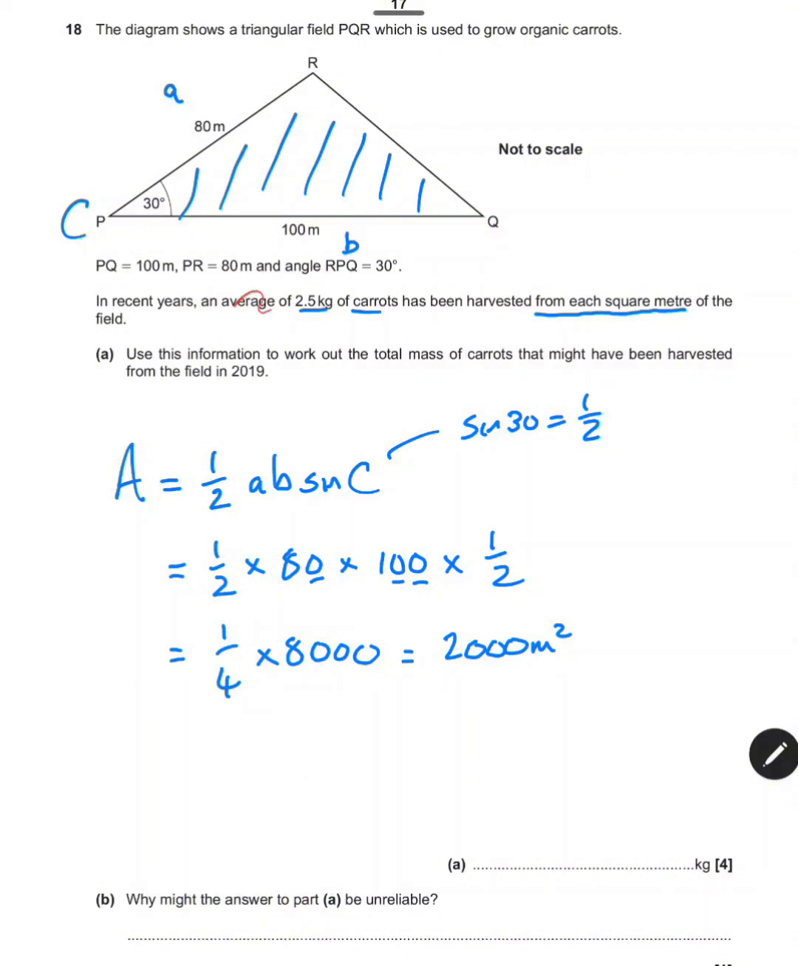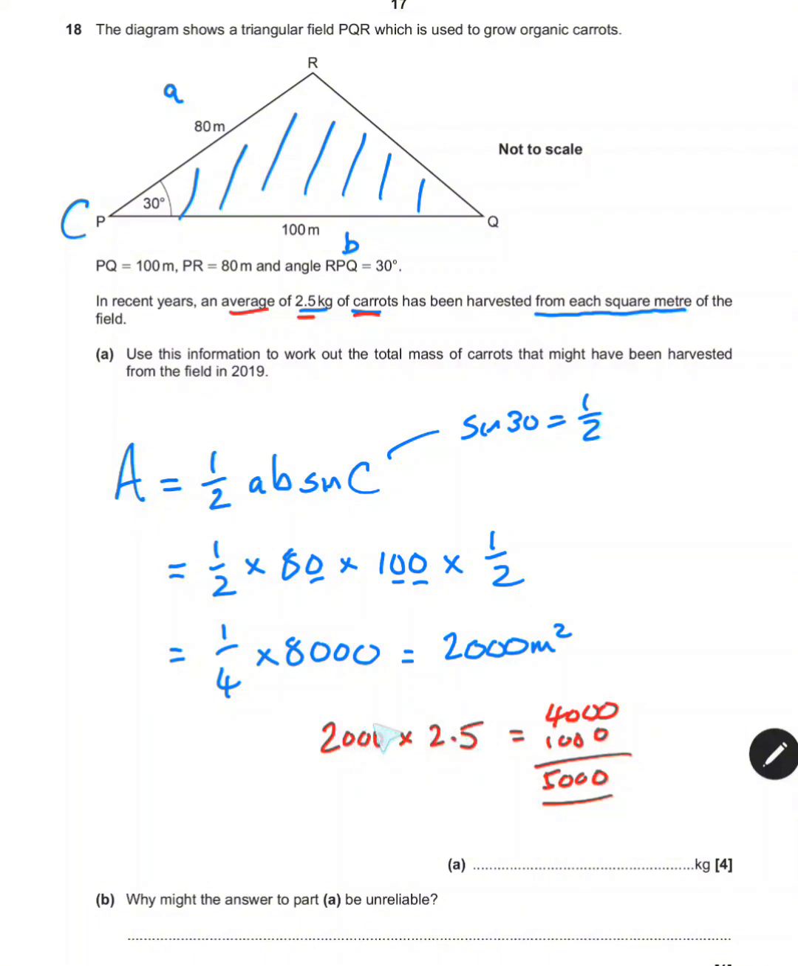Back to the question, it says an average of 2.5 kilograms of carrots for each of these square meters. So we need to do 2,000 multiplied by 2.5. Multiplying by 0.5 is just a half. So we're going to do 2,000s. And we're going to do 0.5 times 2,000, which is just a half of 2,000. And add those together.